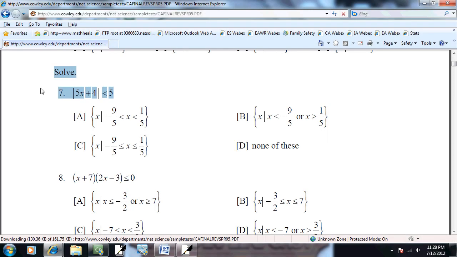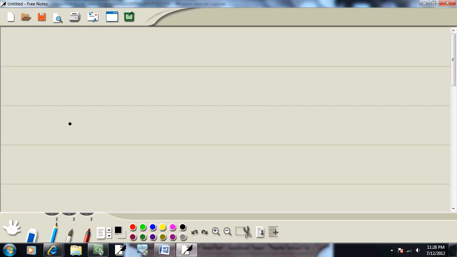Let's take a look at problem number 7. Absolute value inequalities. So absolute value inequalities.